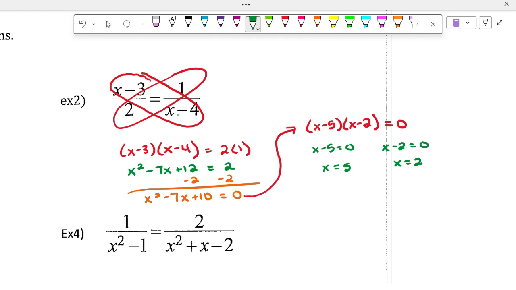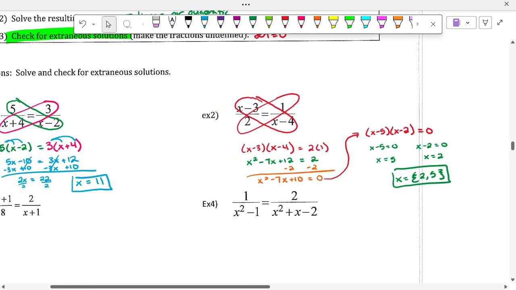So if I plug in 5 for my second fraction, 5 minus 4, will that give me 0? 2 minus 4, would that give me 0? No. So both of those are in my solution set. And that's it. Not too bad, right? Pretty straightforward.